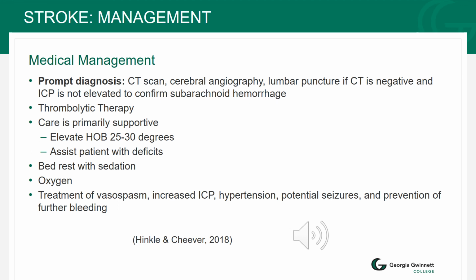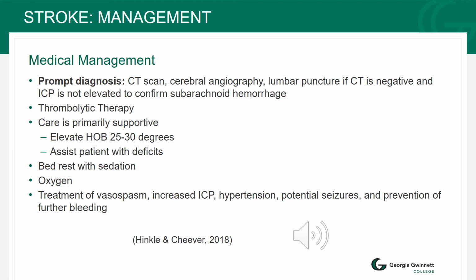Okay, so stroke management, the key here is prompt diagnosis. So if we think someone is having a stroke, they need to be referred to a medical center right away. Time is of the essence in diagnosing the type of stroke, and a CT scan will usually be performed, and they try to have that done very quickly after the patient with a suspected stroke arrives to the ER.